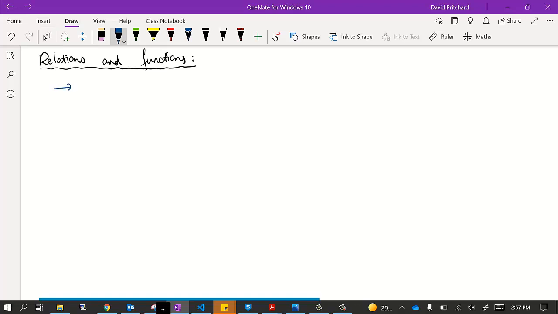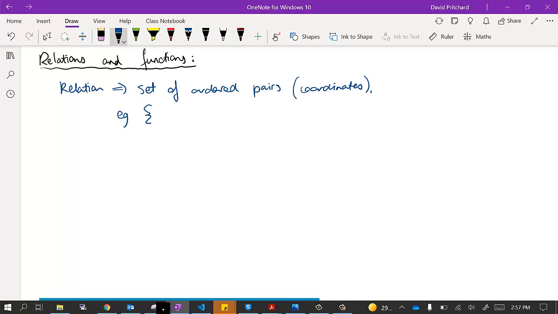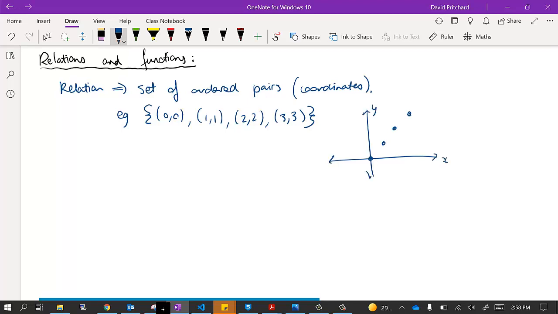We'll start with relations because all functions are relations. A relation is basically a set of ordered pairs. Basically, that just means it's got coordinates. So, for example, we could say it's a set. So remember our set brackets. And we've got (0, 0), (1, 1), (2, 2), and (3, 3). So the fact that we can sketch that, and we've got our points (0, 0), (1, 1), (2, 2), (3, 3), and we've got our coordinates there, then it's definitely a relation.